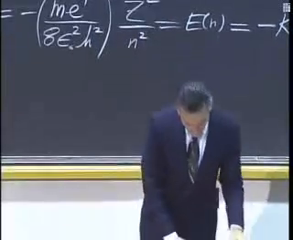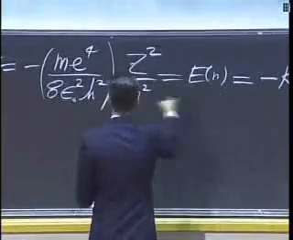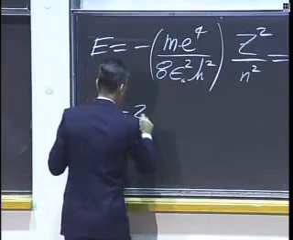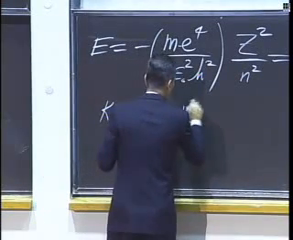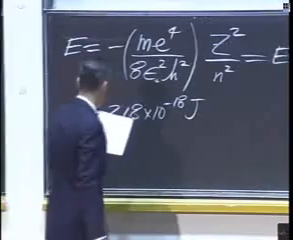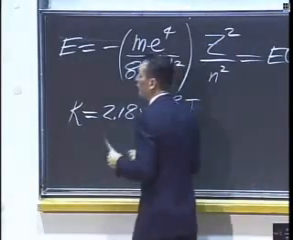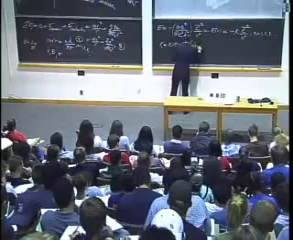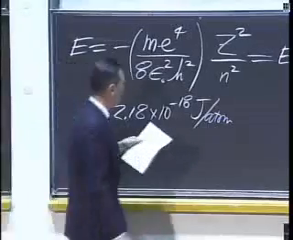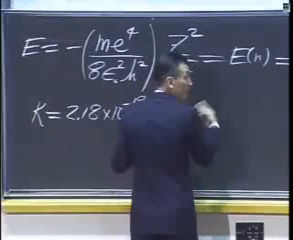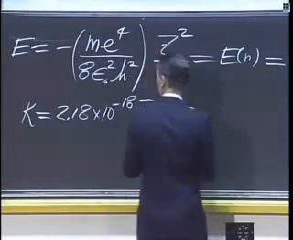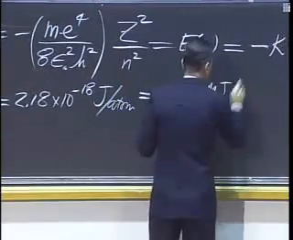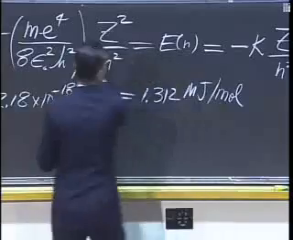And we can go through and calculate the value of this quantity in parentheses, and when we do so, we get the value 2.18 times 10 to the minus 18 joules. This is 10 to the minus 18 joules for this one atom. So I'm going to draw attention to this. It's joules per atom. Right? Or if you multiply by Avogadro's number, then you'll get joules per mole. And if you do so, you'll end up with 1.312 megajoules per mole for this quantity K.